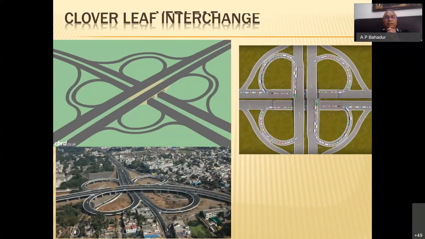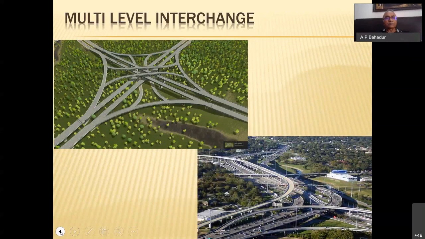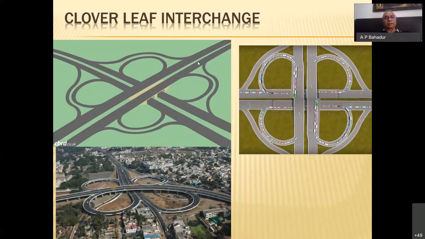Then comes your cloverleaf interchange. Cloverleaf interchange, again, the same principle. The right turnings have been converted into the left turning first. So any vehicle coming from here, if it has to take a right turn, will go like this, come onto this loop, and take a right turn. Similarly, for this, wanting to turn right, it will come like this, take right, and then similarly here also, like this. So that is how the right turnings have been converted into the left turning and then going straight. And left turning, of course, like this.